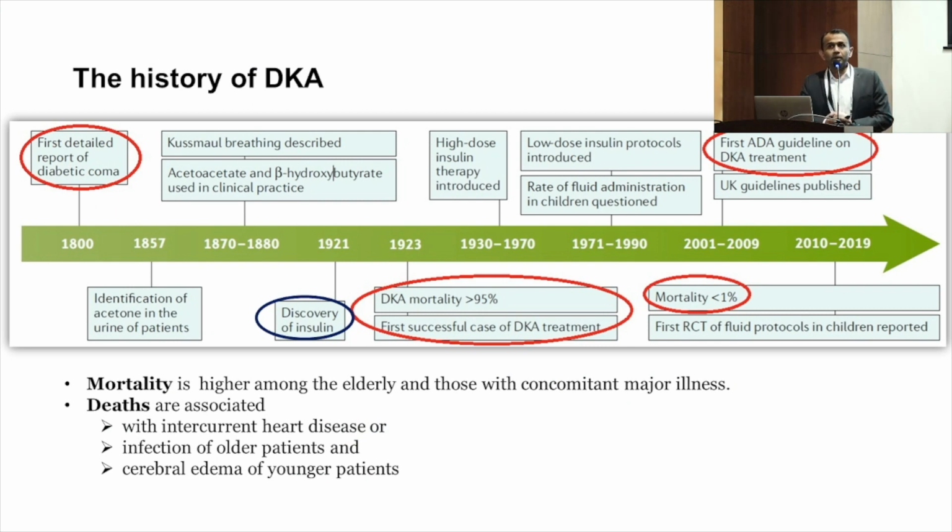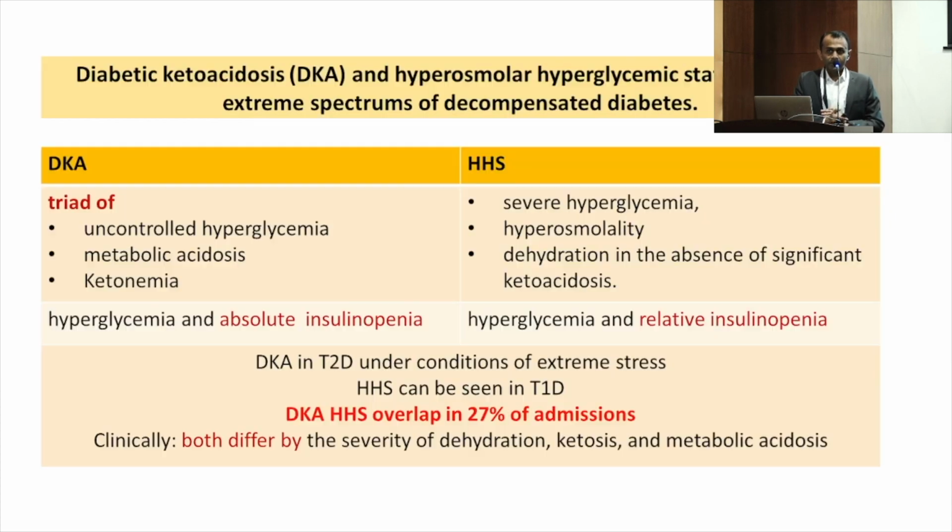So before the invention of insulin, for any type 1 diabetic patient, one single episode of DKA was sufficient to get them killed. After the invention of insulin and appropriate good critical care, the mortality has now become less than 1%. And that mortality is mostly seen in elderly patients with concomitant illnesses. We also see deaths when they have intercurrent heart disease or any infection in older patients, and cerebral edema in younger patients. So these are two extremes of diabetic decompensation.